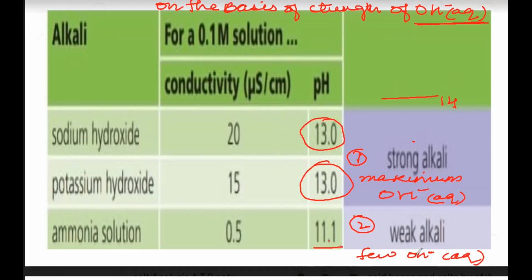Because strong alkalis have a higher pH, they have the maximum OH ions, hence we can say that the conductivity is more, because they have more ions. And because the weak alkalis have few OH ions, the mobility of these OH ions is low because they are few in number, so the conductivity is going to be low, right?